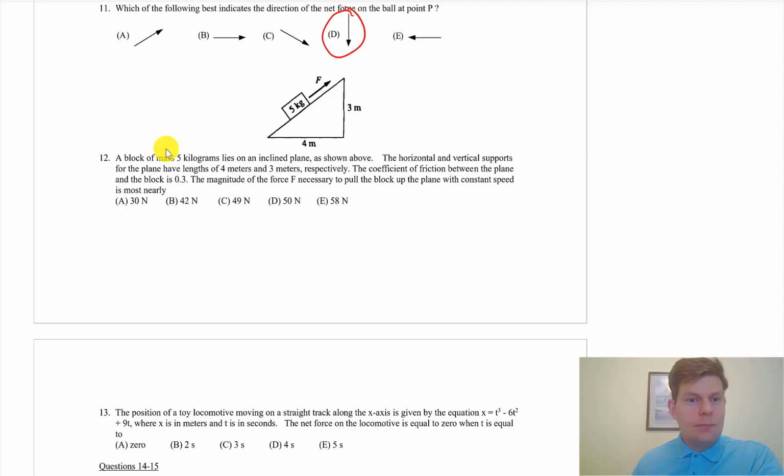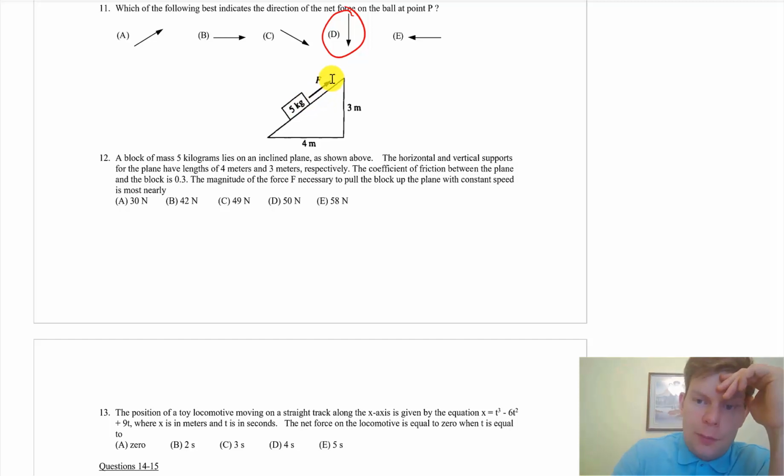All right, roughly doing the next 10 questions or so, starting with number 12. Let's do it. We got this block on an inclined plane. This is going to get a little funny, so we're going to have to write some stuff down. Horizontal, vertical supports the plane, and so on. We've got friction between the block and the plane, and we want to know the force to pull it up with constant speed.